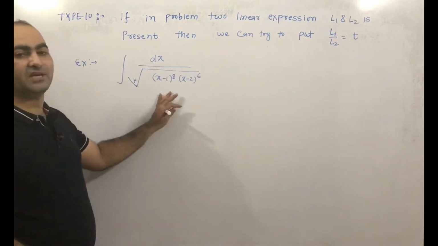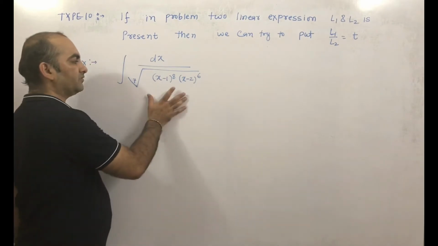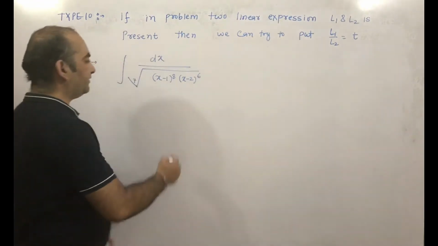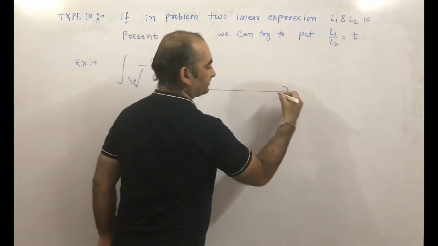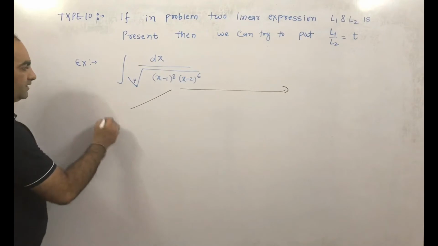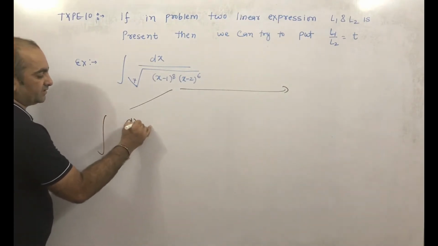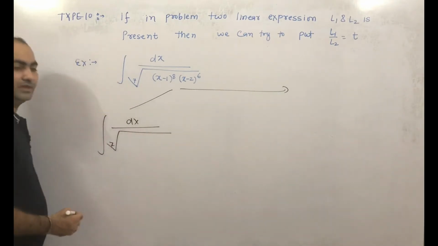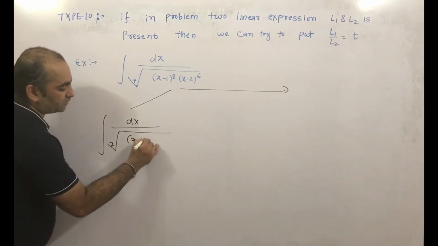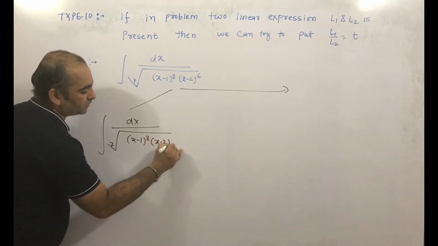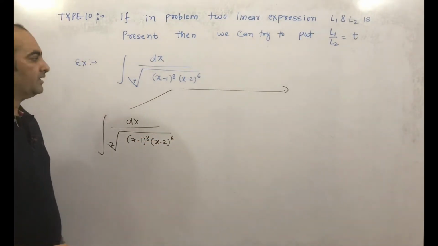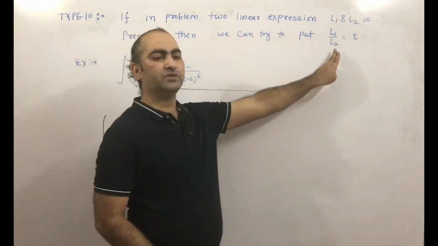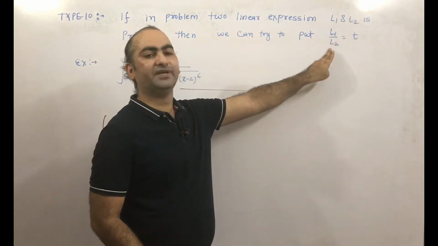Then how to integrate these types of problems? Whenever these types of problems come, we will try to convert L1 by L2 to the power t. This one we can do in two ways. First, integration of dx divided by 7th root of (x minus 1) to the power 8 into (x minus 2) to the power 6. Here I can make x minus 1 divided by x minus 2, L1 by L2. L1 we can take x minus 1 and L2 we can take x minus 2.